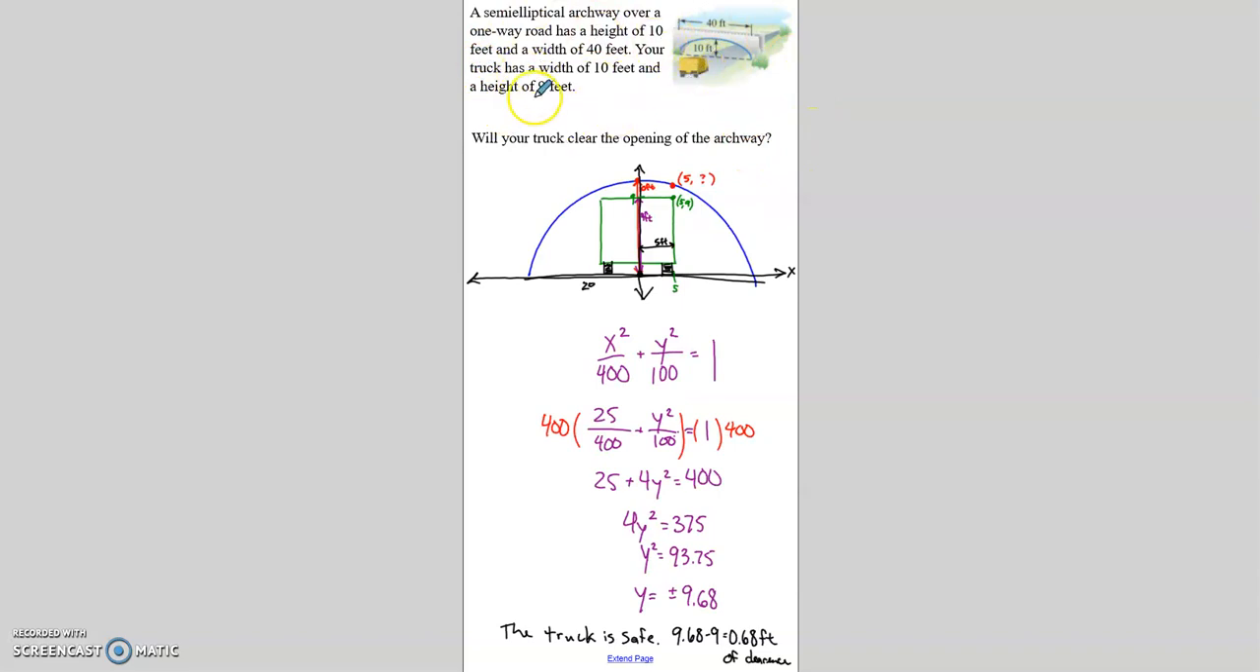So, like I always say for word problems, I find it very helpful to draw a picture and label what you know as the first step. And then from there, we can write an equation for an ellipse and answer our question.